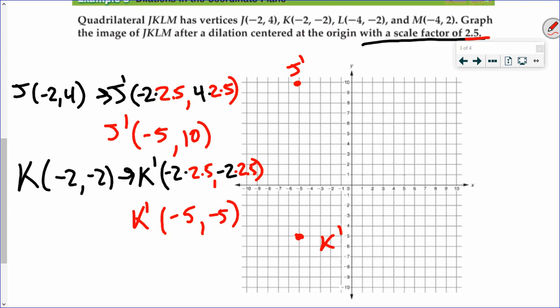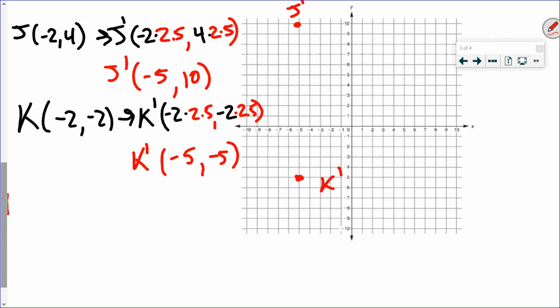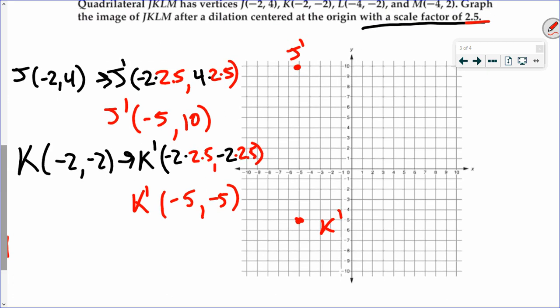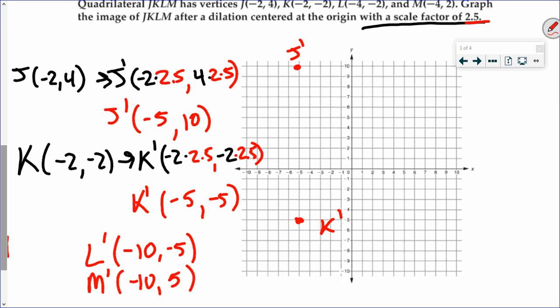And we just continue this process. So I'll let you guys go ahead with L and M. You find points L prime and M prime. Multiply the x coordinates by the scale factor and the y coordinates by the scale factor. So pause and do that. If you've done that, L prime is at (-10, -5) and M prime would be at (-10, 5). So we plot those points, (-10, -5) for L prime and (-10, 5) for M prime.